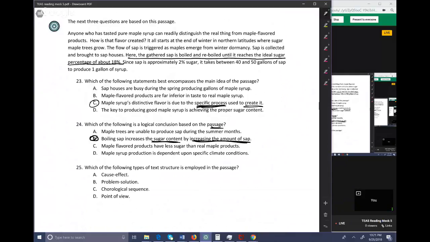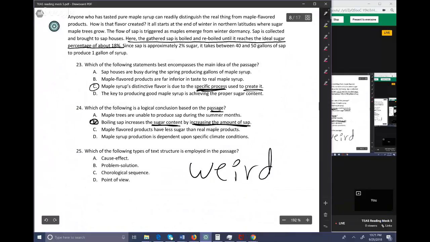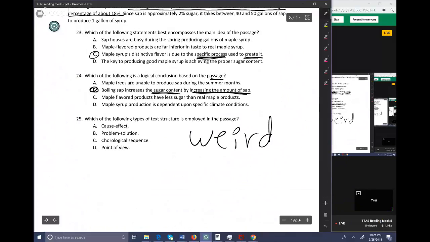Which of the following types of text structure is employed in the passage? This one is actually super weird. I haven't seen one that's like this on the real test. This is one of the official practice passages. I put it in here because of the style. I wouldn't worry about this. First of all, you might have already noticed point of view is not a style. Chronological sequences, problem solution, and cause effect.